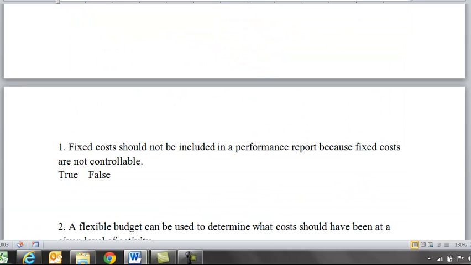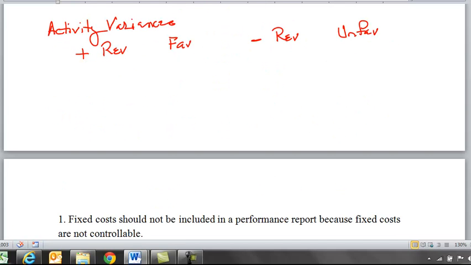So again here, if I have a positive expense difference, that's going to be unfavorable, the opposite of how revenues are looked at. And if I have a negative difference in my expenses for activity, it's going to be favorable.